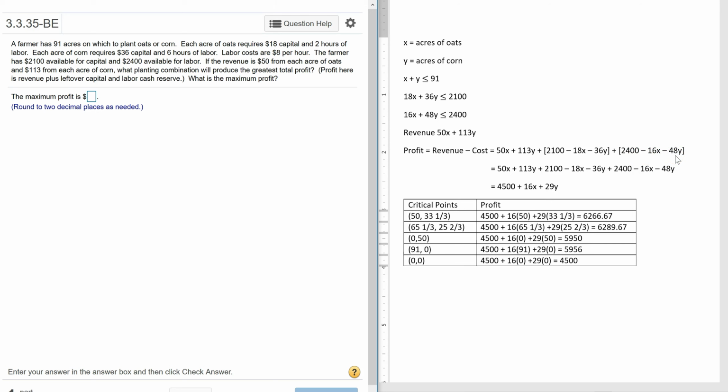And if we use our algebra skills and simplify this, I add the 2,100 and 2,400, which is 4,500. And then I add all my x's together, 50x minus 18x minus 16x to get 16x. Then 113y minus 36y minus 48y gave me 29y. This is my profit equation that I want to maximize.